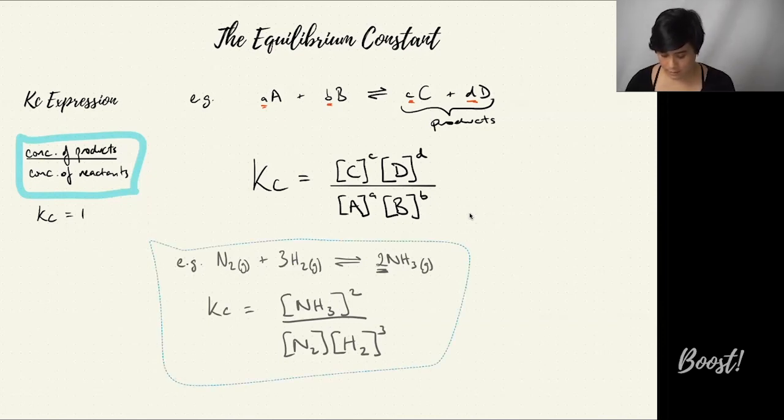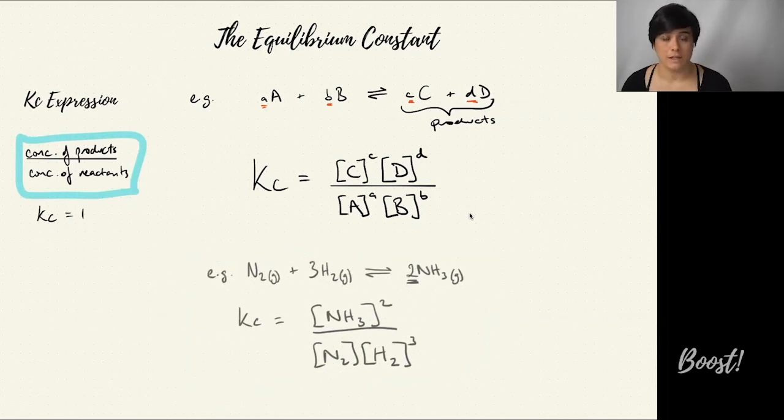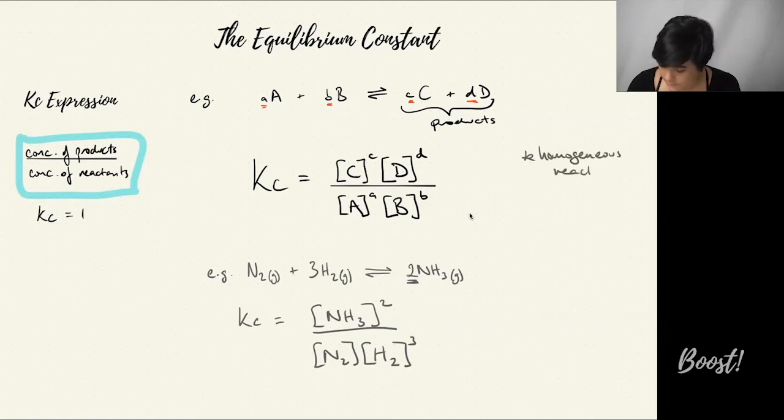Just a reminder as well that the reaction has to be homogeneous in order to be able to write the Kc in this way. You can write the Kc for heterogeneous reactions, but we need to only focus on the gases and solutions in that case, ignoring any solids or liquids. So I'm just going to write a little note here for homogeneous reactions.